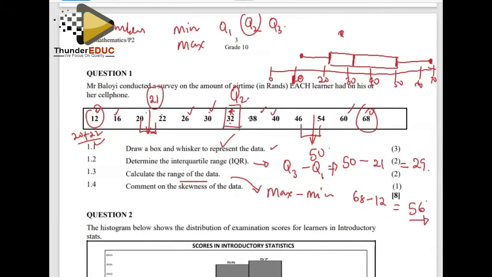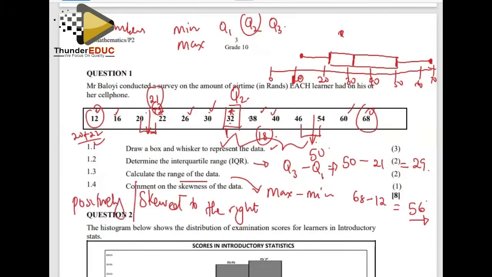And next, they want us to comment on the skewness. You can see that from 32 to 50, we have like 18 data pieces in between, and then from 21 to 32, that's like 12 pieces. So we have more data to the right. So we're going to say that it is skewed to the right. Some people prefer to say positively skewed. Positively skewed or skewed to the right will just do the job.